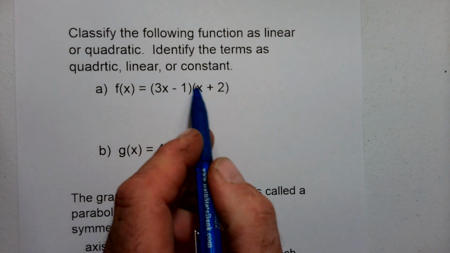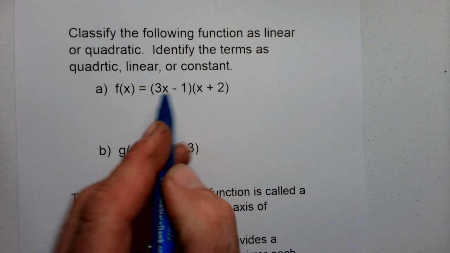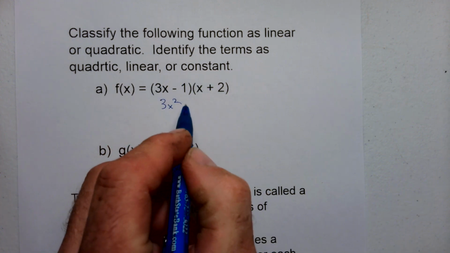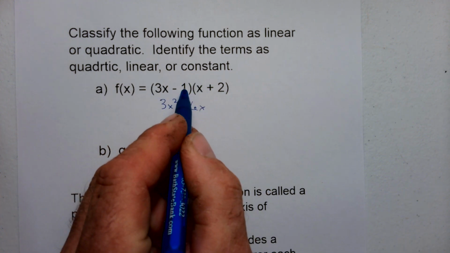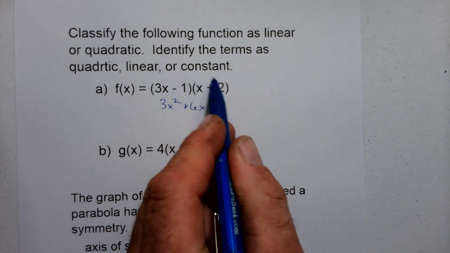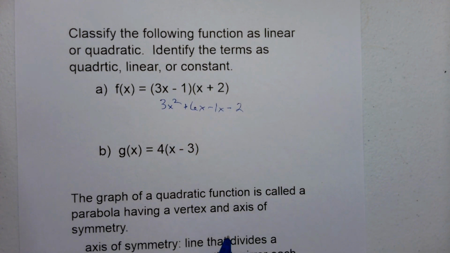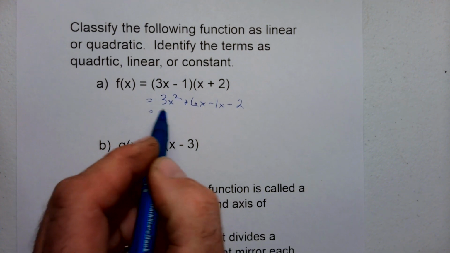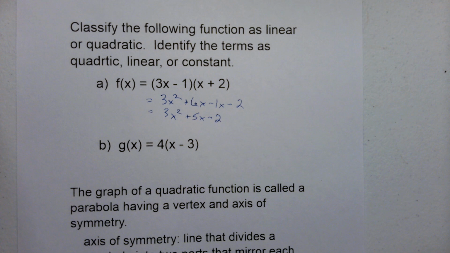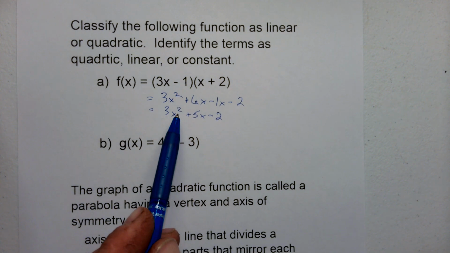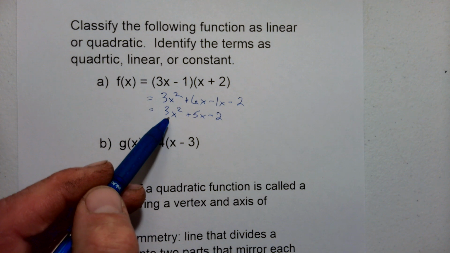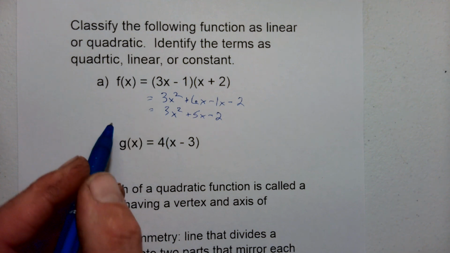However, if we were to multiply this out, distributing your 3x, we'd have 3x squared. 3x times our 2 gives us our 6x. Negative 1 times x, we're going to distribute that negative 1 through as well. And negative 1 times 2 gives us negative 2. Simplifying this, we have 3x squared plus 5x minus 2. And now we have that x squared term in there. So f of x, in this case, is a quadratic function.